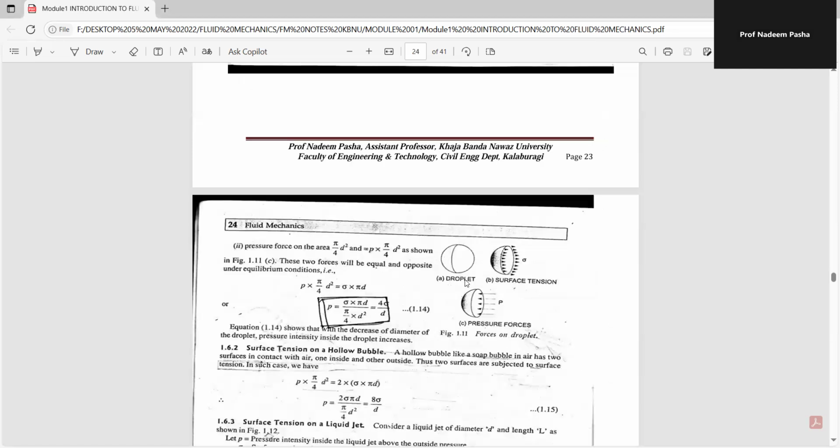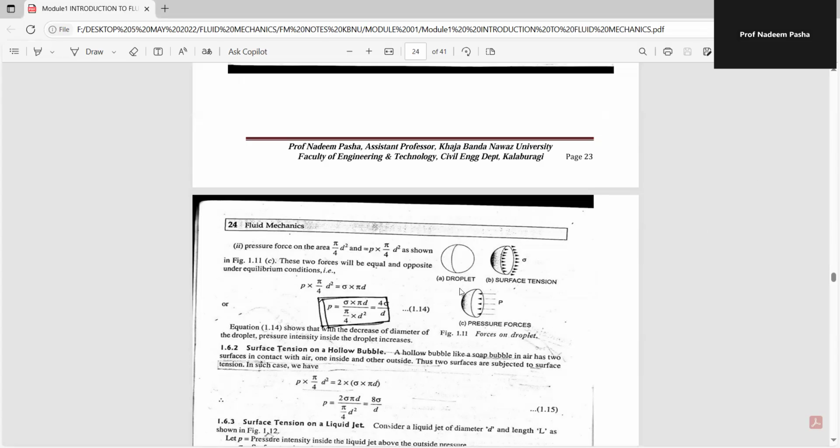So let the droplet be cut into two halves. We are assuming it is not possible to cut the droplet, but we are assuming the droplet is cut into two halves. As a result, the force acting on one half, say the left half, will be the tensile force due to surface tension acting around the circumference of the cut portion, as shown in figure 1.11b, which is equal to sigma into circumference. Circumference is nothing but pi into d.